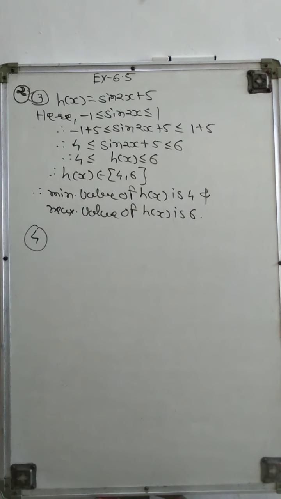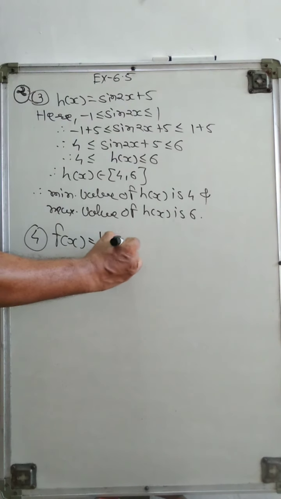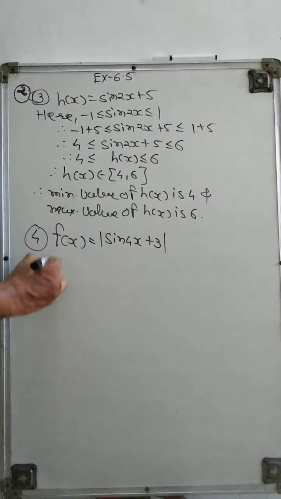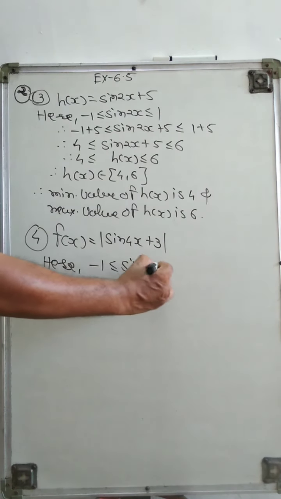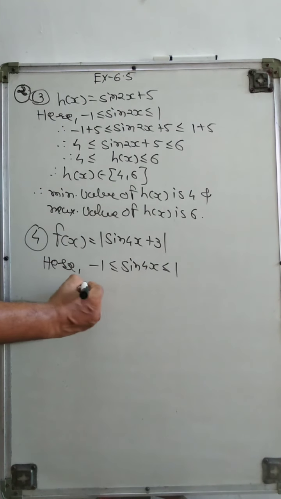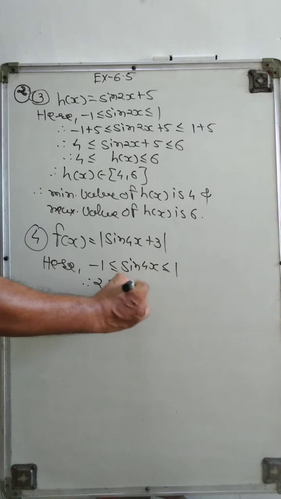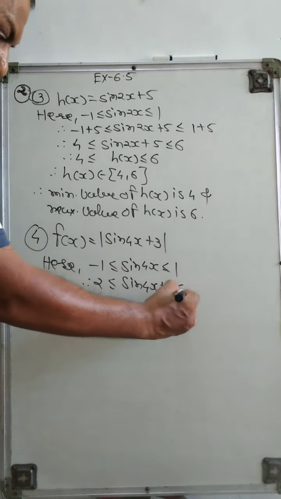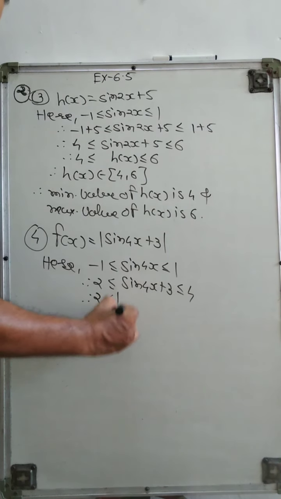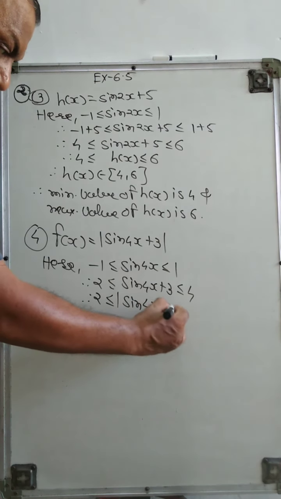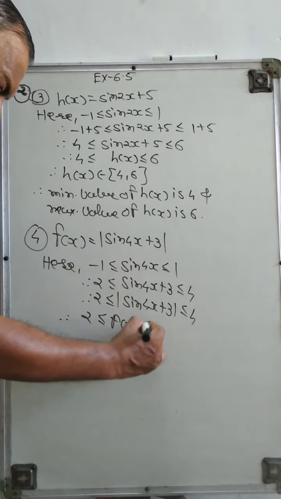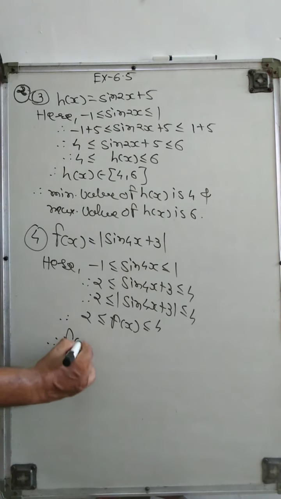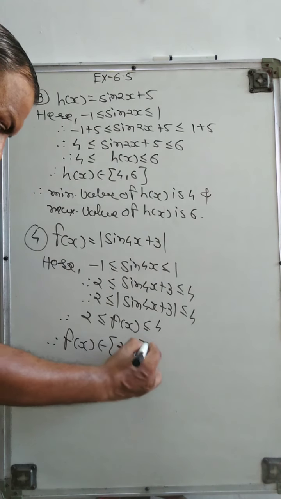Now the fourth one is the same kind, but here f(x) is equal to mod sin 4x plus 3. So here the same process can be done. Minus 1 is less than or equal to sin 4x, which is less than or equal to 1. Therefore, 2 is less than or equal to sin 4x plus 3, which is less than or equal to 4. Therefore, 2 is less than or equal to mod sin 4x plus 3, which is less than or equal to 4. It means 2 is less than or equal to f(x), which is less than or equal to 4, meaning f(x) belongs to [2, 4].